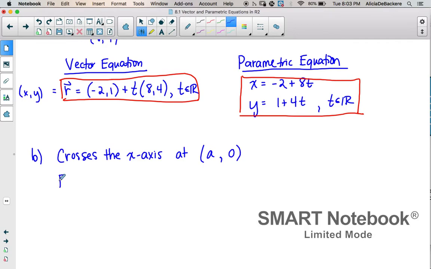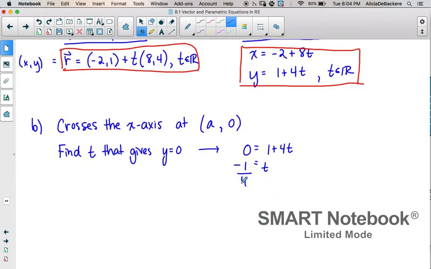So now what I'm going to do is find the t value here that gives me y equals 0. And once I know that t value, I can plug it in here and find the x coordinate. So find t that gives this y coordinate. I'm just subbing in y equals 0 in my parametric equation and solving for t. So I'm going to bring the 1 over and subtract it, and then I'm going to bring the 4 over and divide it. And so t equals -1/4 will give me my x-intercept.